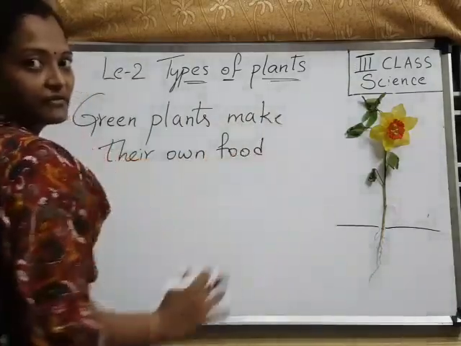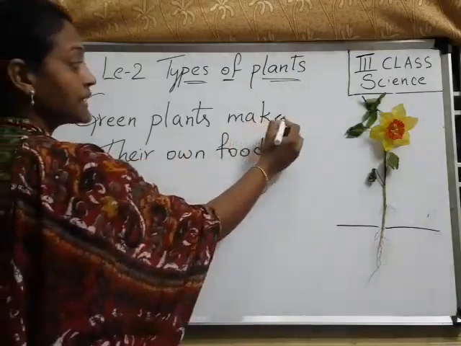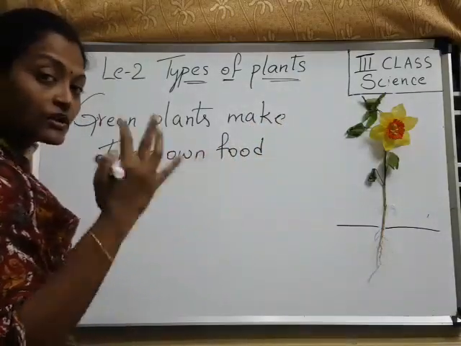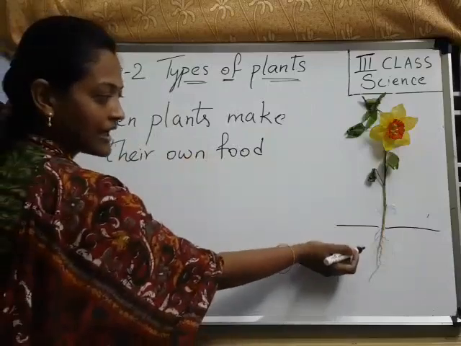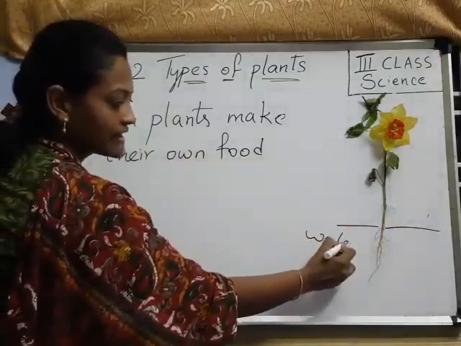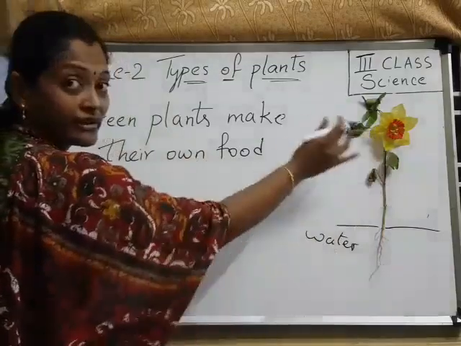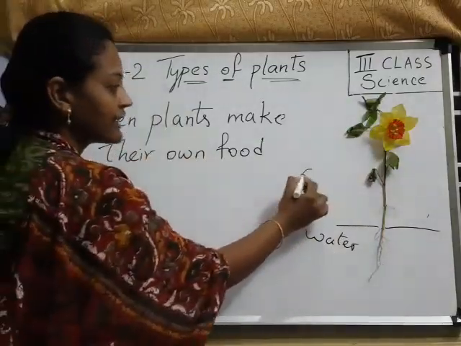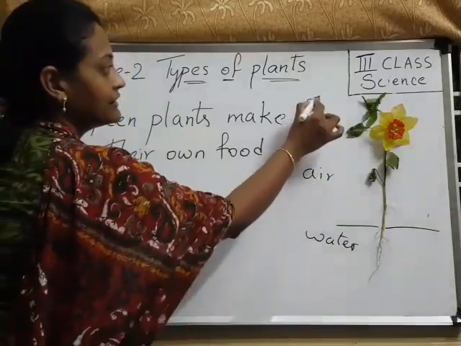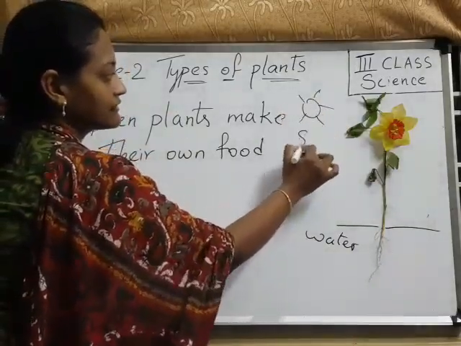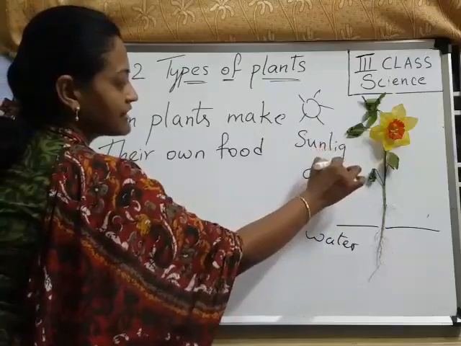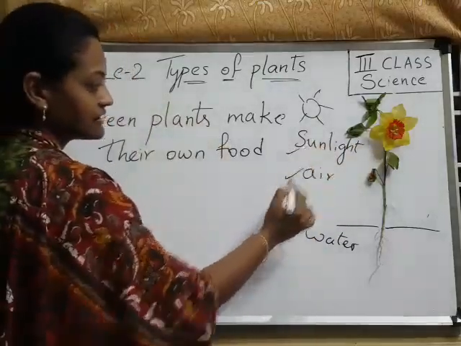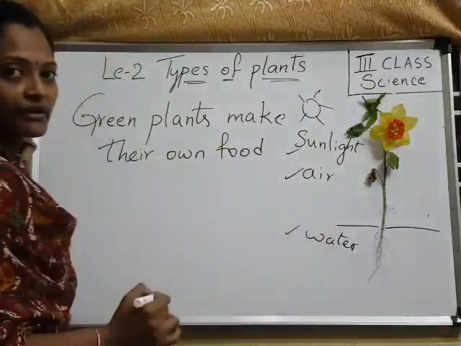This is a plant, right? See, green plants use three things. What are those? Do you know? It absorbs water, right? One is water. Around us also, what is there? We are breathing, right? What is that? Air, right? And it needs sunlight. What are the three things a plant needs to prepare food? First one sunlight, second one air, third one is water.